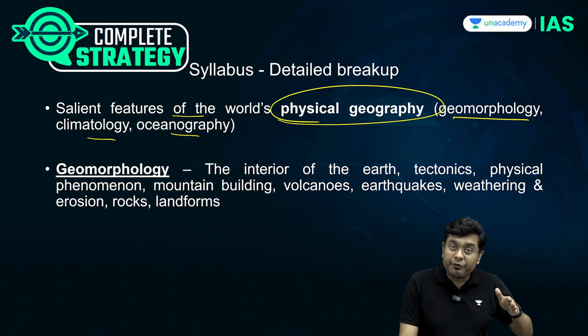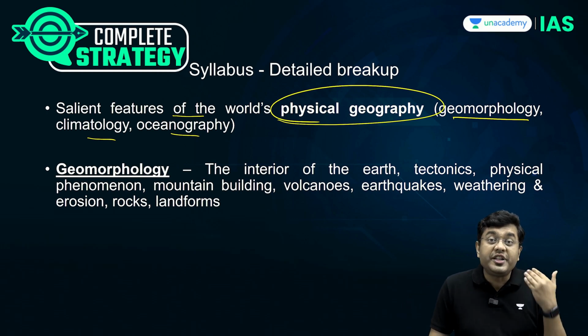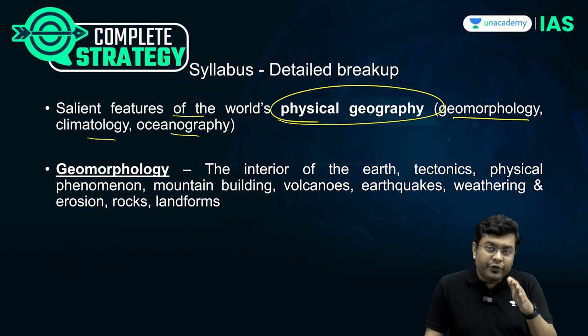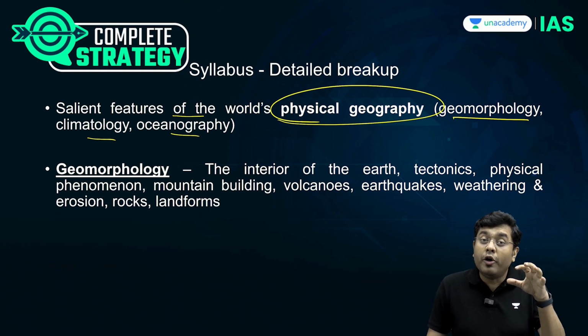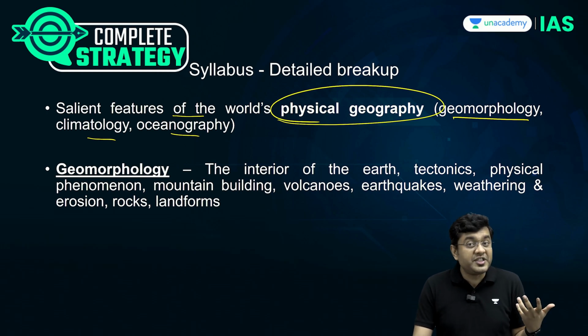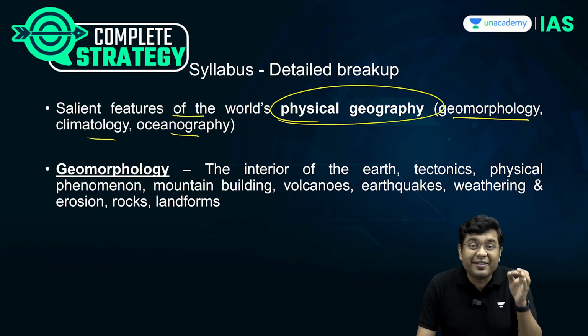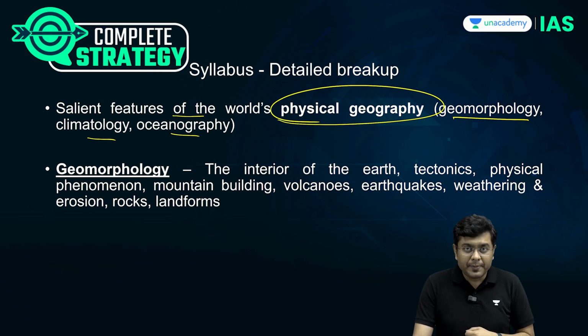Once you know the presence of the fold mountain in that area, automatically you will be able to deduce the vegetation of that area. Once you know about the vegetation of that area, you will be able to deduce the kind of species which live in that area, the kind of biodiversity which exists. That is where the linkage lies between geography and environment.